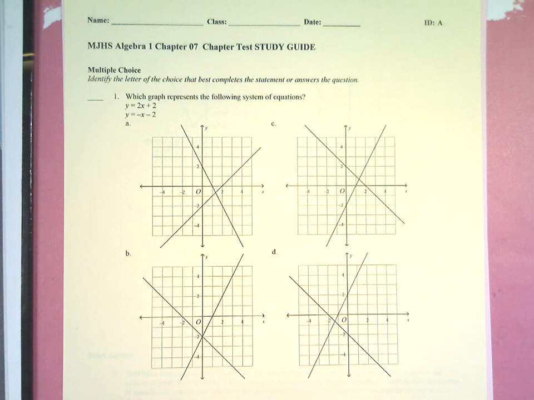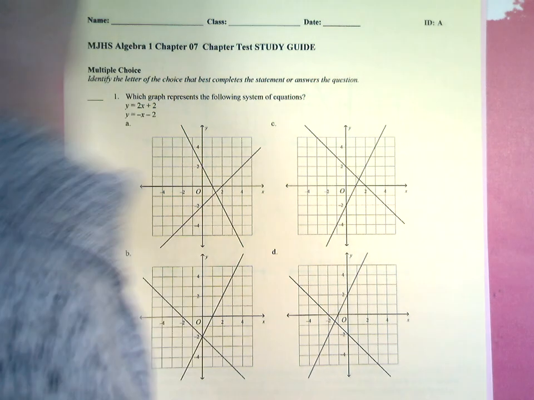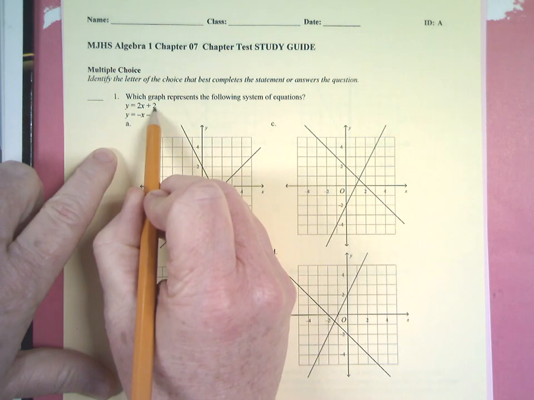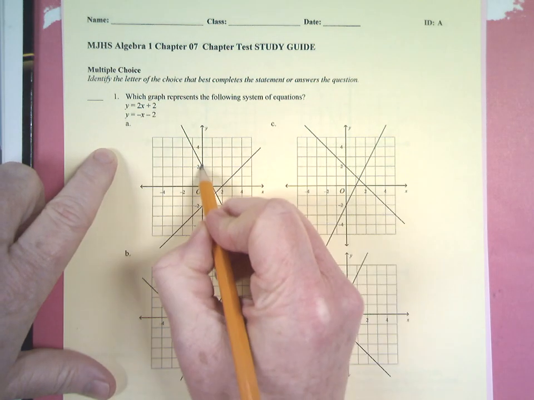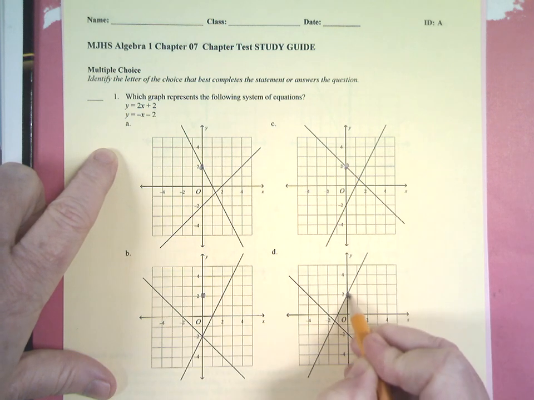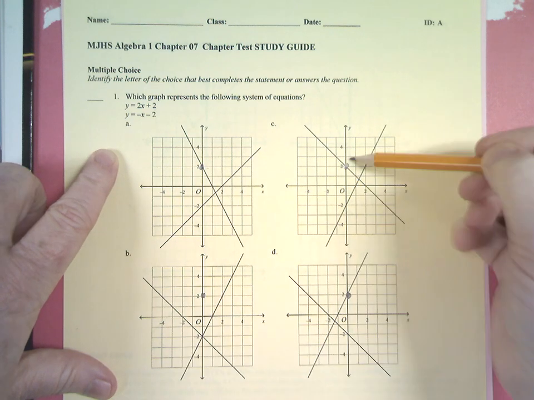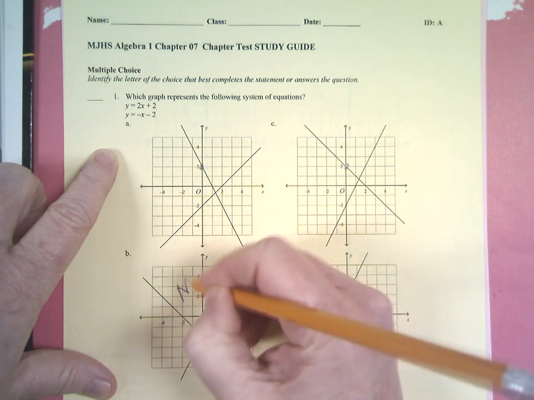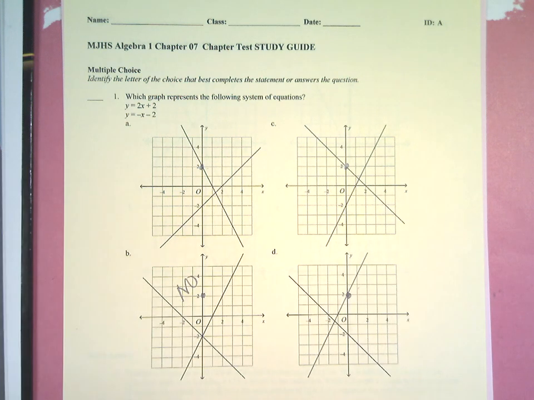Chapter 7 Study Guide says, which graph represents the following system of equations. So we're going to look at this graph. That first equation has a y-intercept of 2, so it's going to cross here. We're going to mark that, and we see that this one and this one have a line that crosses there. This one does not, so we're going to go ahead and eliminate that answer choice.